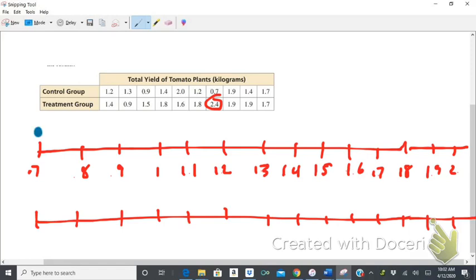I had a dot at 0.7, 1 at 0.9, 2 at 1.2, 1 at 1.3, 2 at 1.4, 1 at 1.7, 1.9, and 2.0. So it looks like this. Okay. Now when I do the other one, I have 1 at 0.9, I have 1 at 1.4, 1.5, 1.6, 1.7, 2 at 1.8, 2 at 1.9, and then there's going to be that 1 at 2.4 that's going to be way out there.